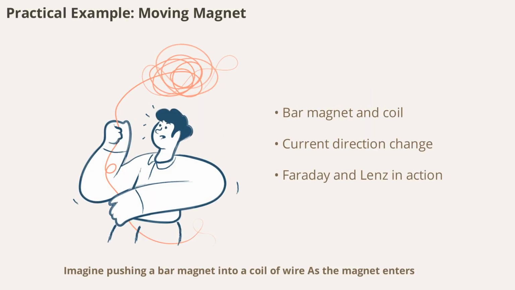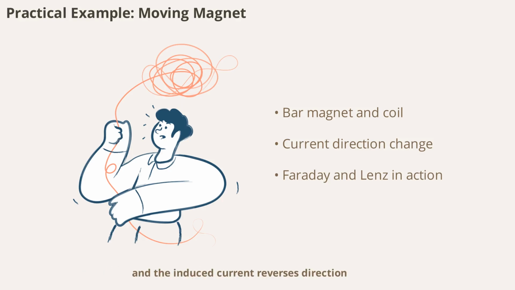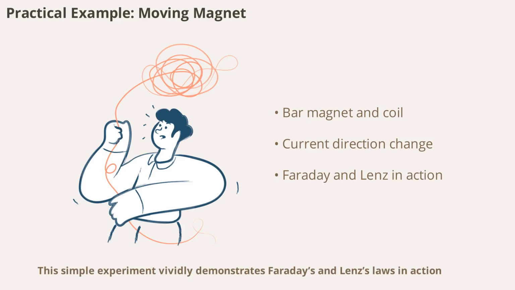Imagine pushing a bar magnet into a coil of wire. As the magnet enters, the magnetic flux through the coil increases, inducing a current. If you try to pull the magnet out, the flux decreases and the induced current reverses direction. This simple experiment vividly demonstrates Faraday's and Lenz's laws in action, showing how motion and magnetism combine to generate electricity.